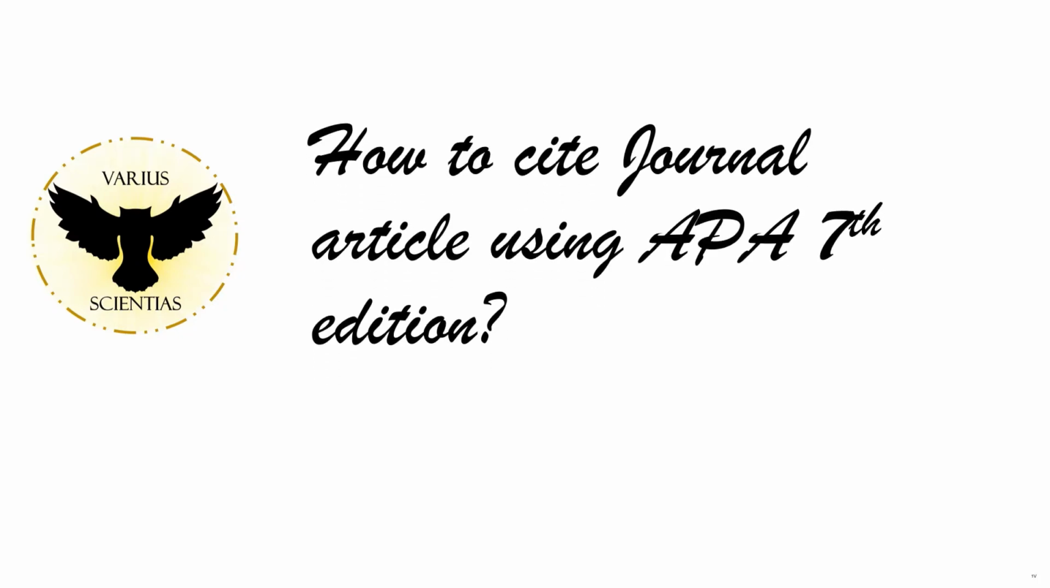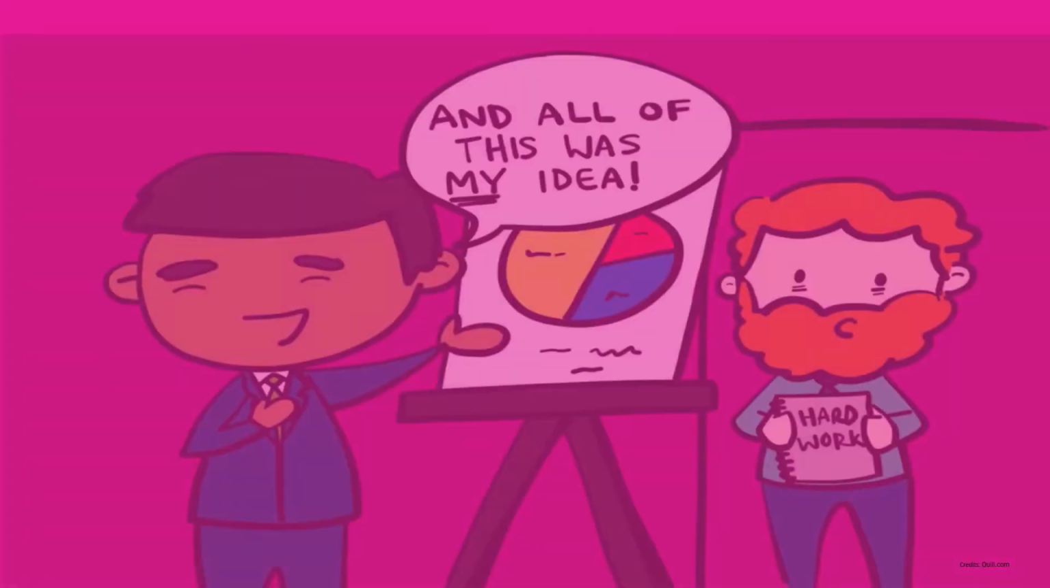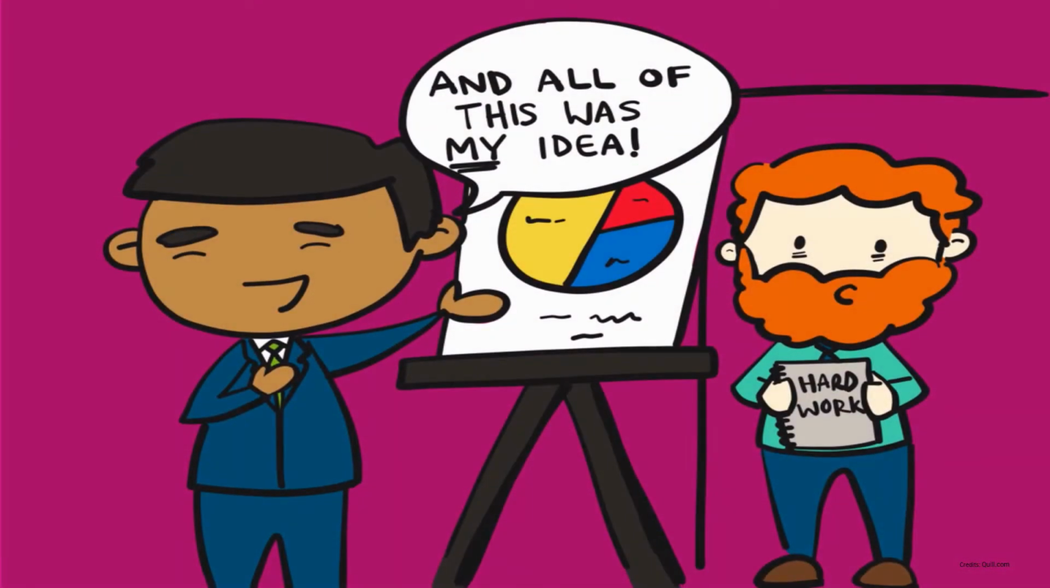In this video, we'll be talking about how to cite a journal article using APA 7th edition. So why do we need to cite at all in the first place?